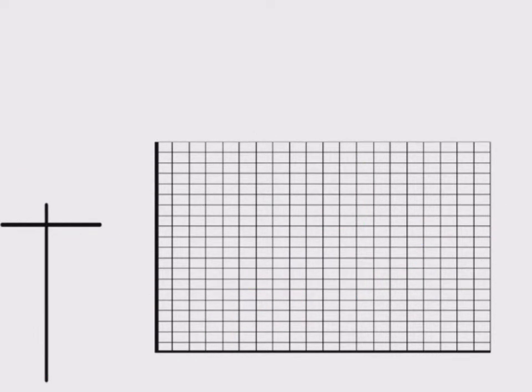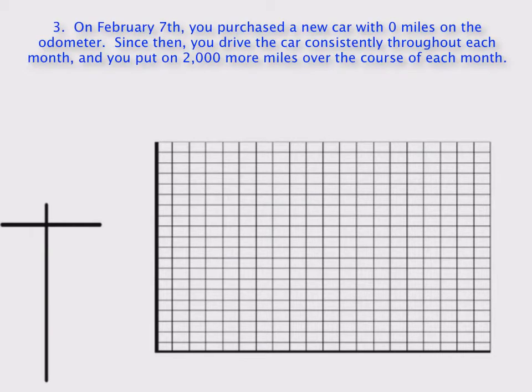Alright, let's practice with a few more examples. On February 7th, you purchased a new car with 0 miles on the odometer. Since then, you drive it consistently throughout each month, and you put on 2,000 more miles over the course of each month. So let's go ahead and title our graph, define our variables, make an equation, label our axes, and create a table of values, and then we'll reconvene to decide on a scale and range for our axes.